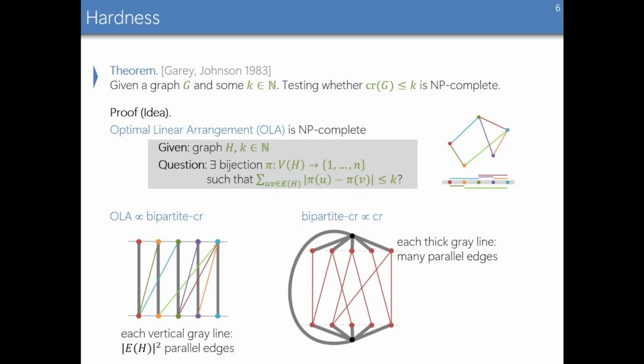And at the same time, not only do I have parallel edges, I also have very, very high maximum degrees in these graphs. Like, if you think about this black vertex here, it has like n many gray edges. And each gray edge is an enormous amount of parallel edges, really. So you have a high maximum degree, and you don't want that.